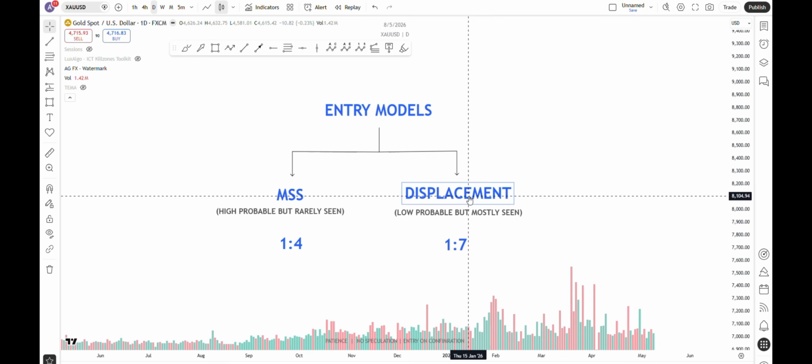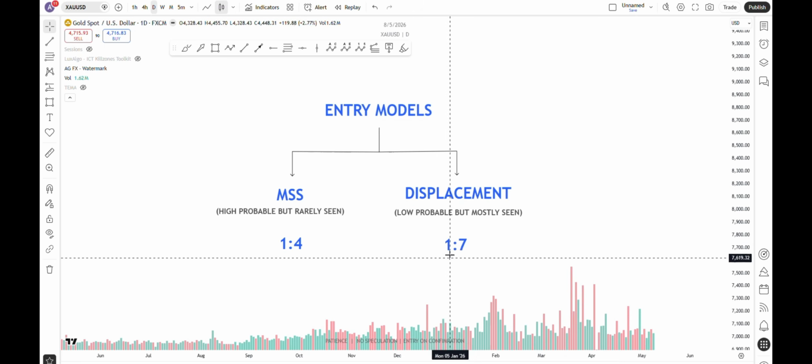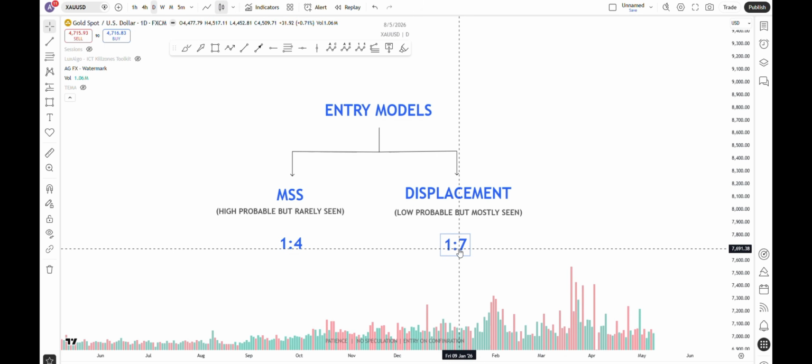Now this will be the one that we'll be using most of the time, but the problem is that this is a low probable entry model. So we are going to lose out a lot of times. That's why we need to keep a higher risk to reward in this entry model, which will be, once again for gold, specifically 1:7.